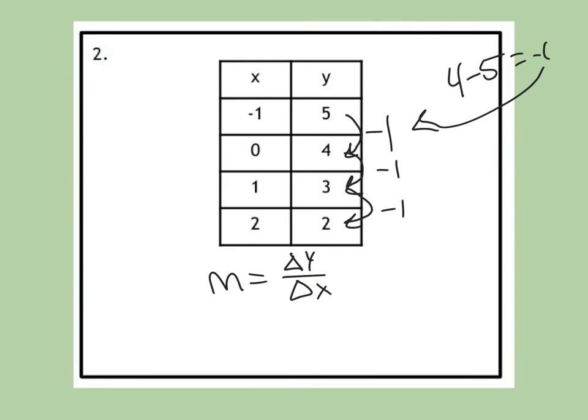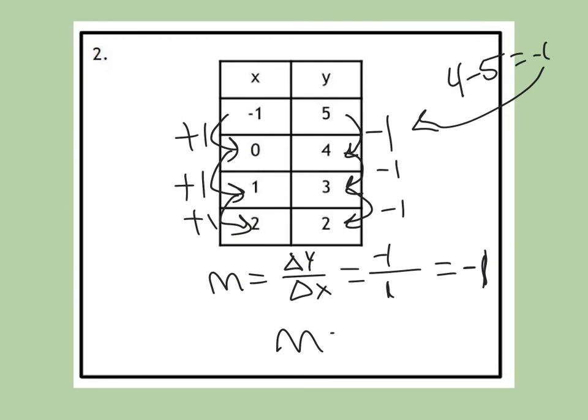Then I'm going to look at my change in x. Negative 1 to 0, I'm adding 1 there. 0 to 1, I'm adding 1. 1 to 2, I am adding 1. So my change in y is going to be negative 1, and my change in x is positive 1, which if I simplify that, it's going to be negative 1. So my m is going to be negative 1, and that's my final answer.